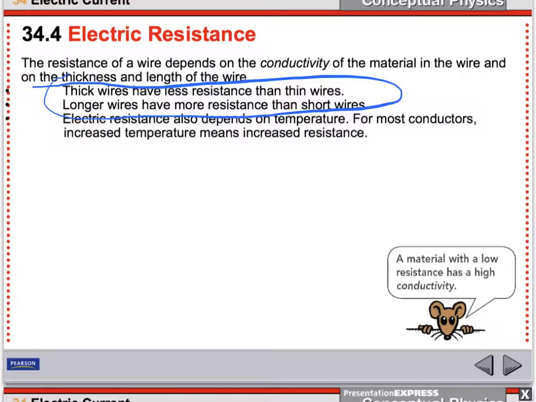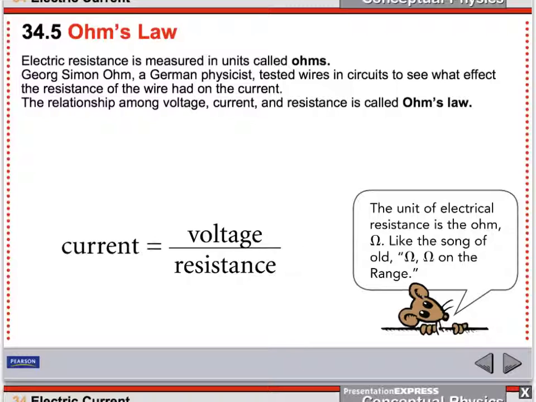short wires. This all brings us to Ohm's law, which is the relationship between current, voltage, and resistance. It is essential for understanding how all these play out in a circuit, and it states that the voltage in a circuit is directly proportional to the current and the resistance is inversely proportional. So the current is equal to the voltage over the resistance.